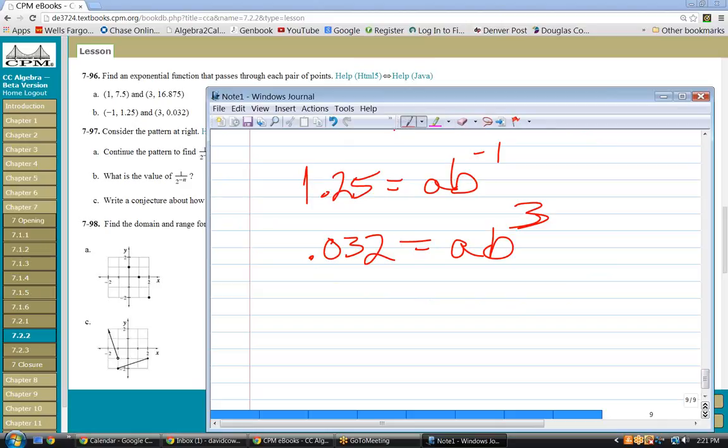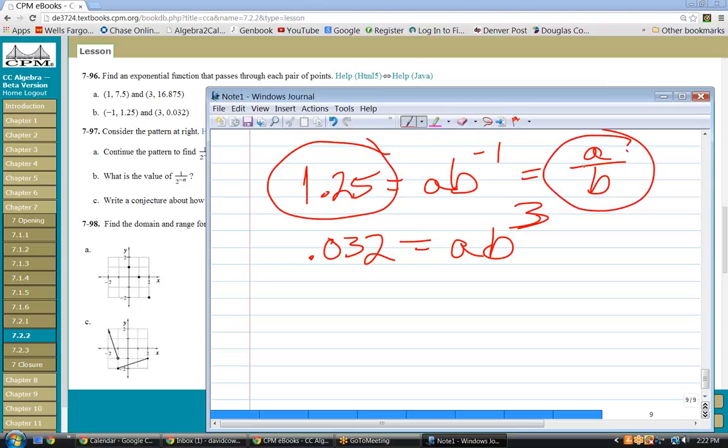What's my next step? First of all, what is A times B to the minus 1? Negative A. Well, it's the same as A over B, right? In other words, B to the minus 1 is the same as 1 over B to the 1. So I have 1.25 equals A over B. So what is A equal to?